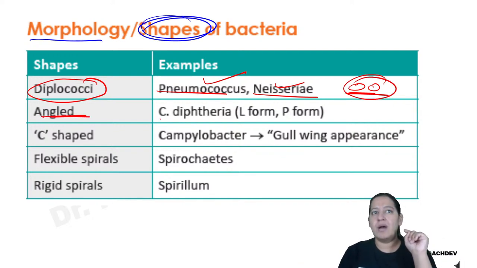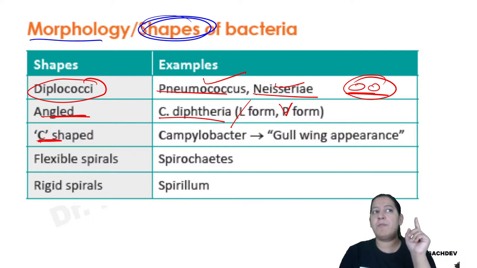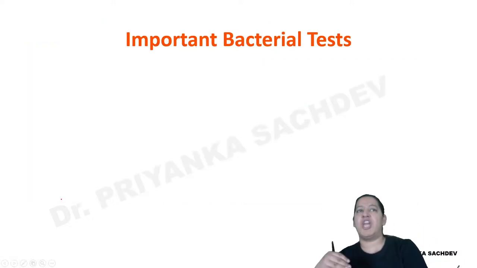Angled, I have told you, no? C. diphtheriae in the form of the L, in the form of the V or K. So that is Chinese letter arrangement. In diphtheria, it is Chinese letter or cuneiform arrangement. I have shown you the image also. C shape kaun se hote hain? C shape hote hain Campylobacter. Flexible spirals kaun hote hain? Spirochetes, yani spiral, or rigid spirals kaun hote hain? Spirillum. So spirals do type ke hain. So that is on the shape of the bacteria.